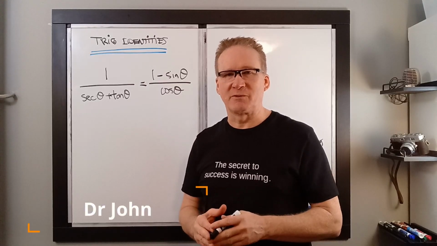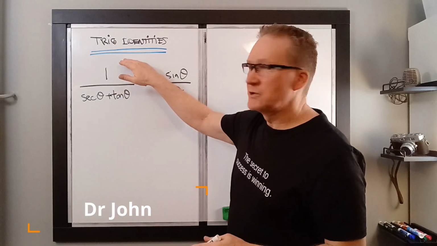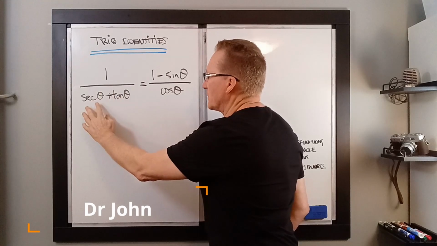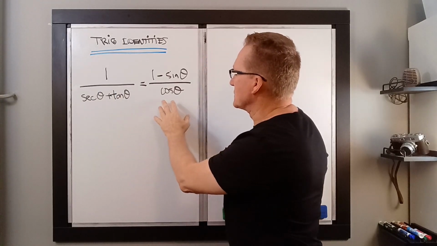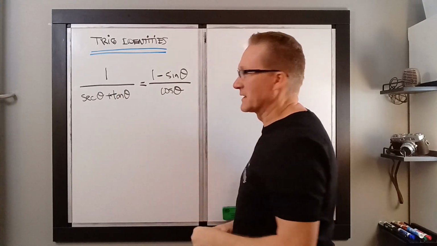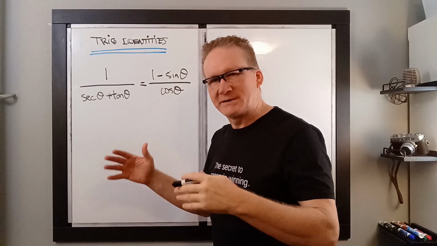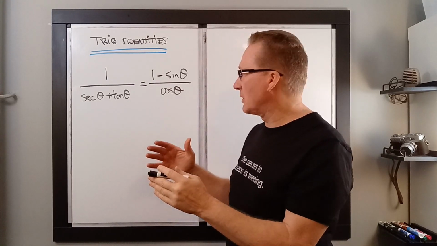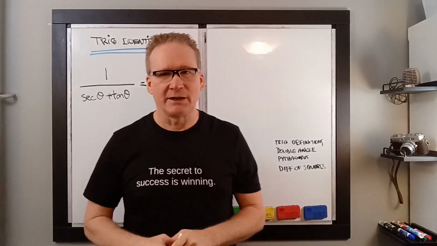John, your physics and math professor, and today we're working on another trig identity. We have 1 over sec theta plus tan theta equals 1 minus sine theta over cos theta. Always, when you're doing these things, look for something that might be familiar, something that you can manipulate and work with a little bit.